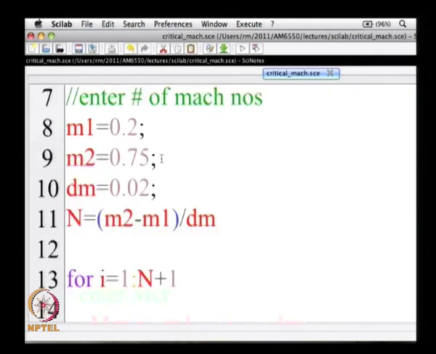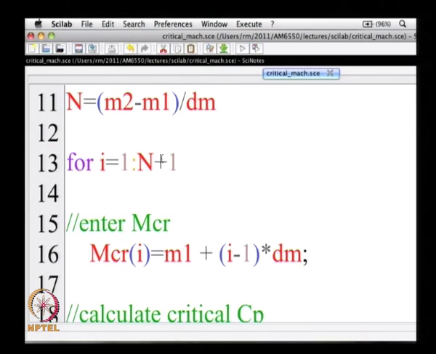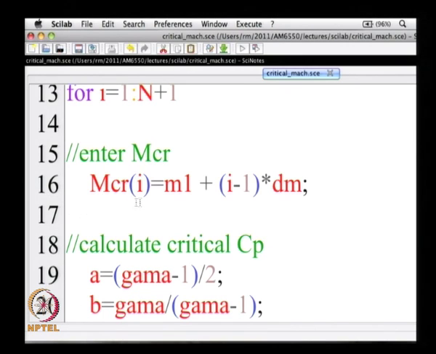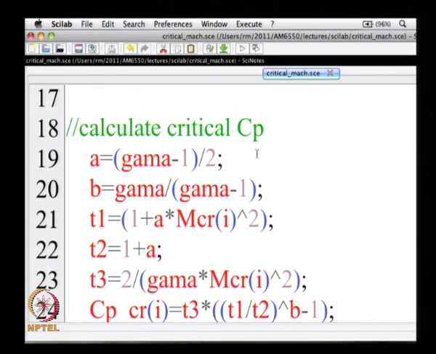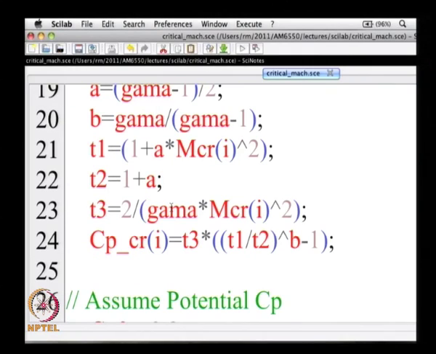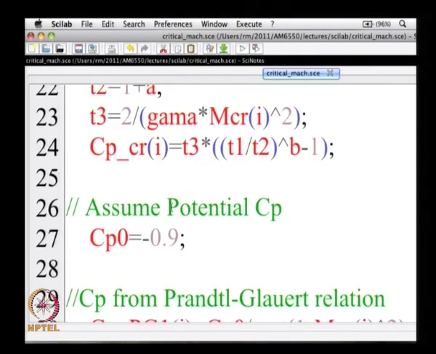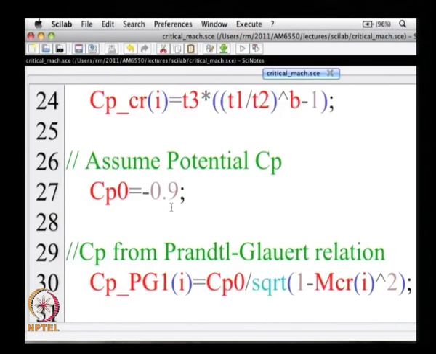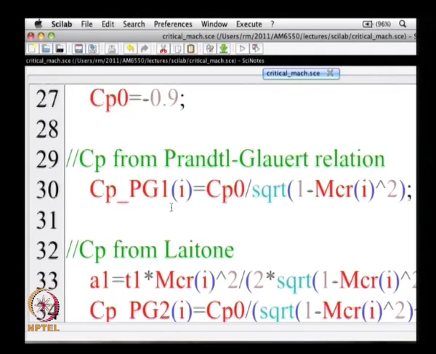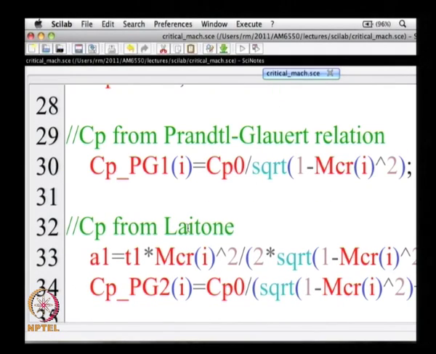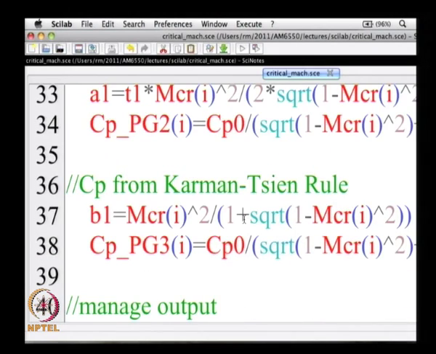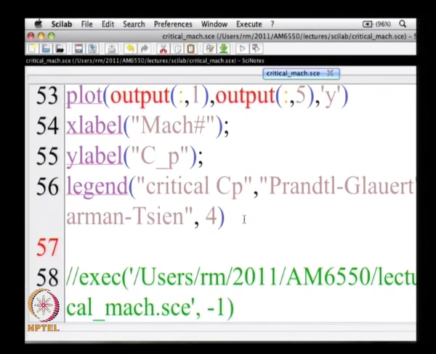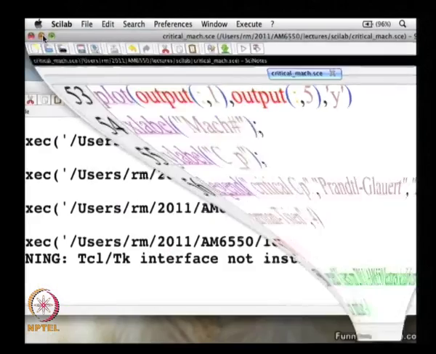Basically for a series of subsonic Mach numbers, now if you see, this is the critical Mach number, etc. Then we calculate the corresponding critical coefficient of pressure. Here I calculated using the equation which I have just developed. And so, this is the Prandtl-Glauert relationship, this is the Cp from corrections using Laitone and Cp from the Karman-Tsien rule. Having done that, let us look at the result for this.